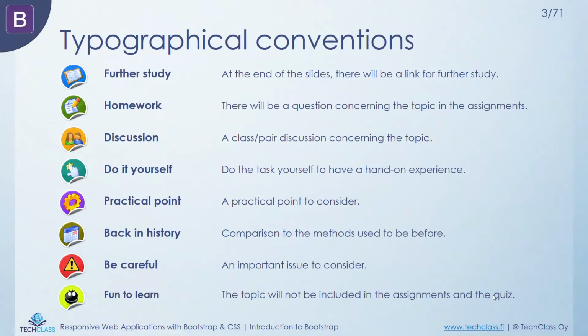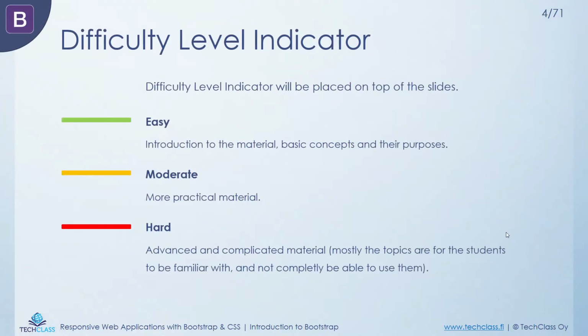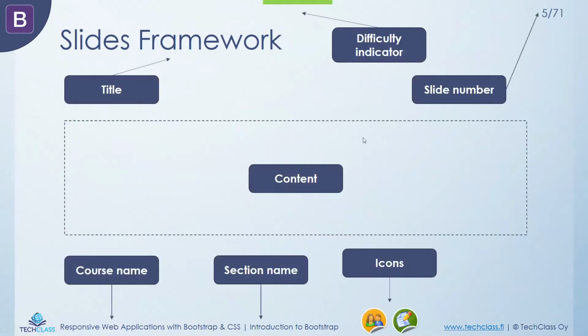Here are some typographical conventions that we're going to use throughout the material of the course. You're going to encounter them at the bottom of each slide, so make sure to familiarize yourself with them. And here are some difficulty level indicators. It's up to the student how deep they want to gain the knowledge. Some material will be categorized as easy, some moderate, and some hard for the ones that really want to get familiar with advanced topics. Here is the slide framework. You can see the title, difficulty level indicator, slide number, the content, course name, section name, and those icons that we actually discussed.